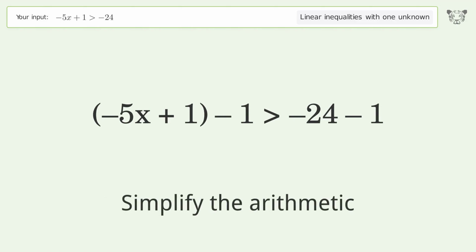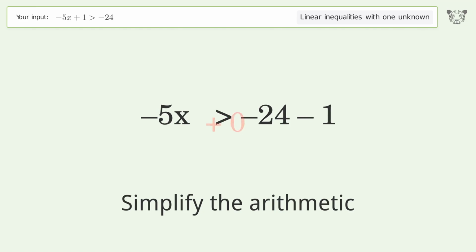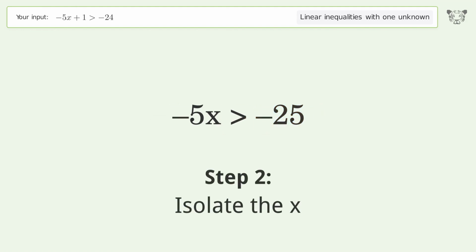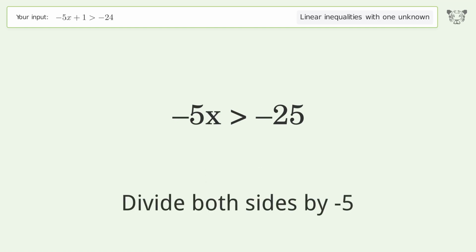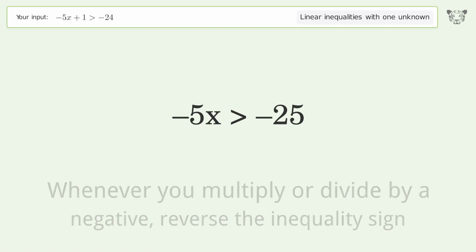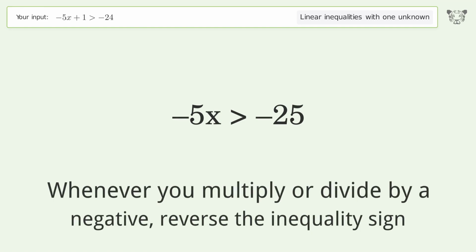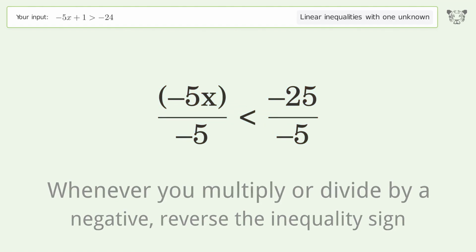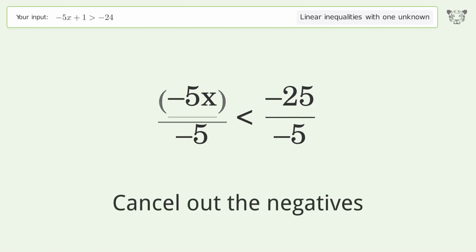Simplify the arithmetic. Isolate the x. Divide both sides by -5. Whenever you multiply or divide by a negative, reverse the inequality sign. Cancel out the negatives.